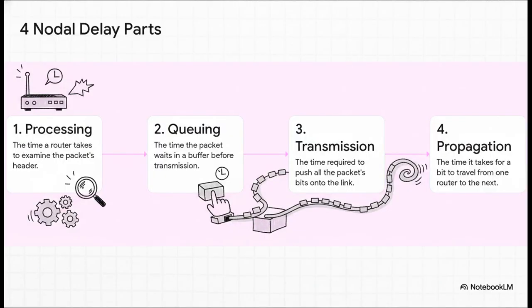So first up is processing delay. That's just the tiny amount of time a router takes to check the packet's header and figure out where to send it next. Then you've got queuing delay. That's the time it spends waiting in line if the router's busy. But the two that trip everyone up, the two that are almost guaranteed to be on your exam, are transmission and propagation delay. So let's tackle those head on right now.